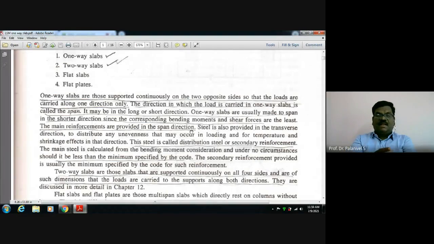If the long span is less than twice the shorter span, we categorize it as a two-way slab. You remember it that way.